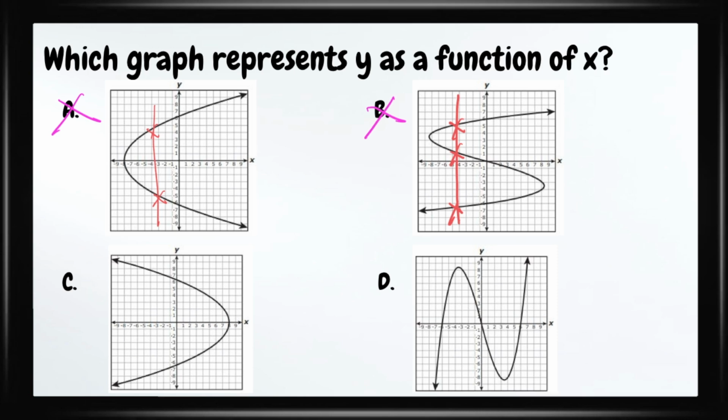Now let's go to C. I start moving my vertical line, and I notice immediately this vertical line will cross here and here. So C is not my answer.